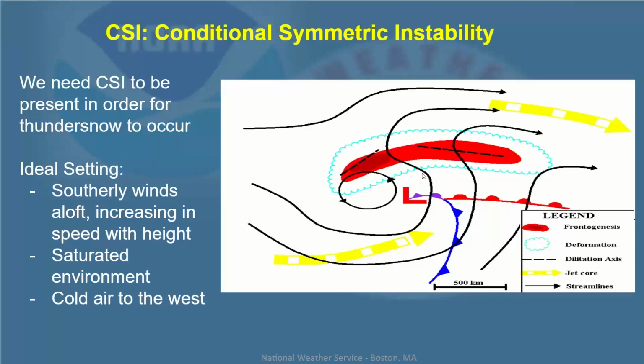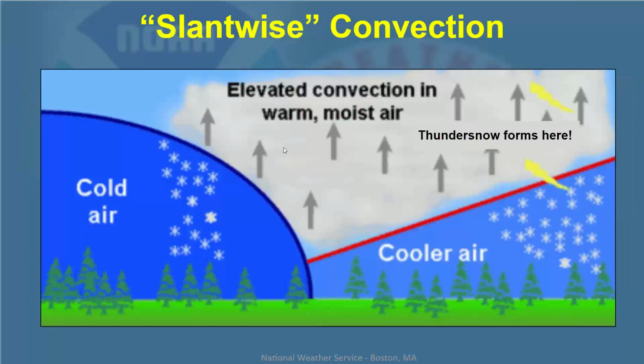So we have all these things in place as long as it's kind of co-located, that frontogenesis, the lift above, or banding it's called, and having that instability, the conditional symmetric instability, then you can have thundersnow. It can also happen when you have a rapidly deepening storm too, but these are kind of the things that we look for when we forecast to anticipate if there's going to be thunder and lightning.